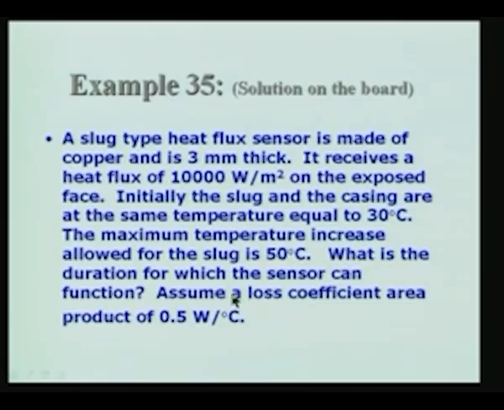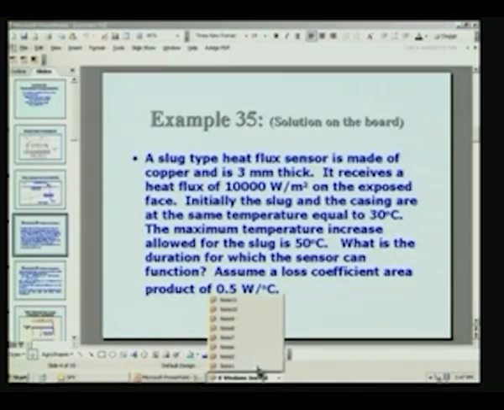And what is the duration for which the sensor can be used, that is the number 1, and assume, of course, a loss coefficient area product, that is kL of 0.5 watts per degree Celsius. Over this small change in the temperature, we can assume the loss coefficient to be given by this, and let us go back to the board and work out the solution to this problem. So, this is example 35. It is just the use of the formula we derived previously, and all I will do is label all the things given.